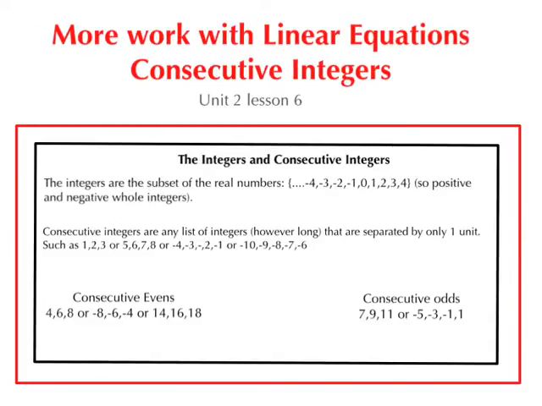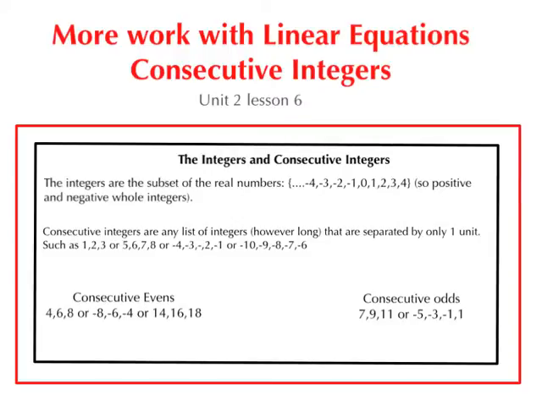Consecutive integers are any list of integers, however long, that are separated by only one unit, such as 1, 2, 3, or 5, 6, 7, 8, or -4, -3, -2, -1, or -10, -9, -8, -7, -6. Those are all your consecutive integers, one right after another.